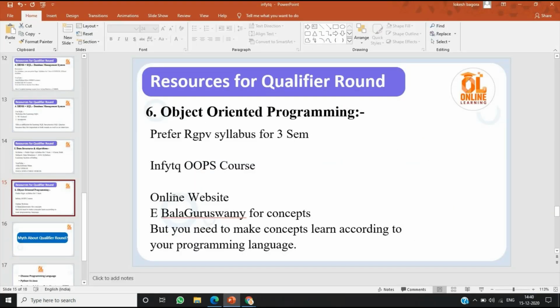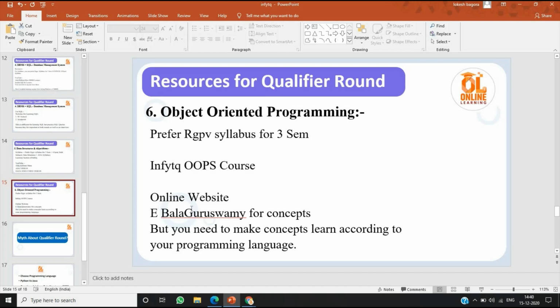After that you can refer online. I refer to online content, object-oriented programming in Python, because there are some questions from object-oriented programming in the qualifier round. So friends, in the next video I will share how to crack the qualifier round easily in the first attempt, with tips for cracking the qualifier round. I also started a series of videos about how they ask questions in the qualifier round and how you can crack it in your first attempt.